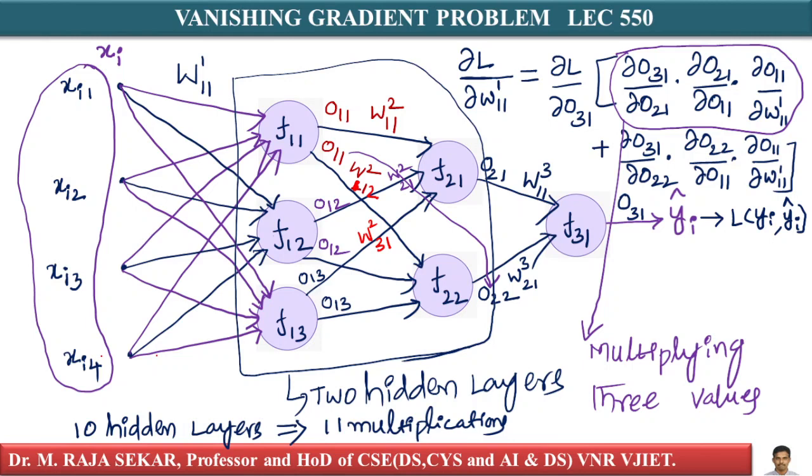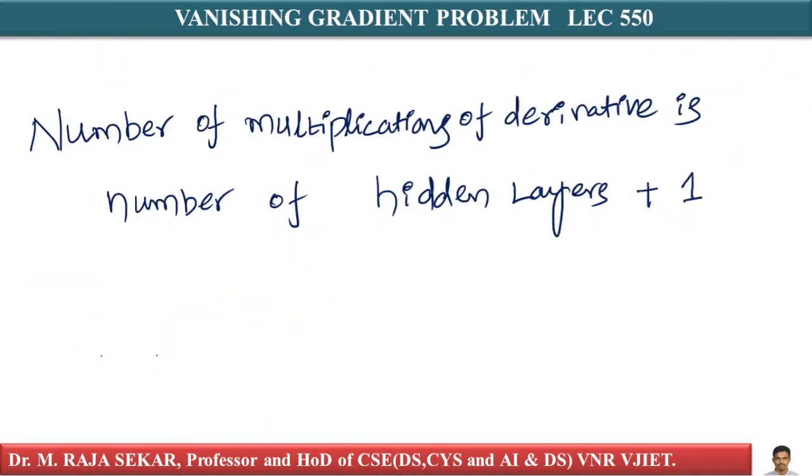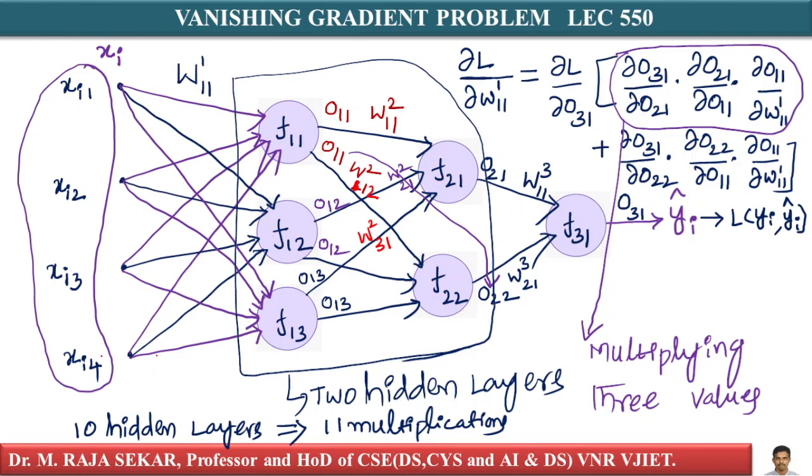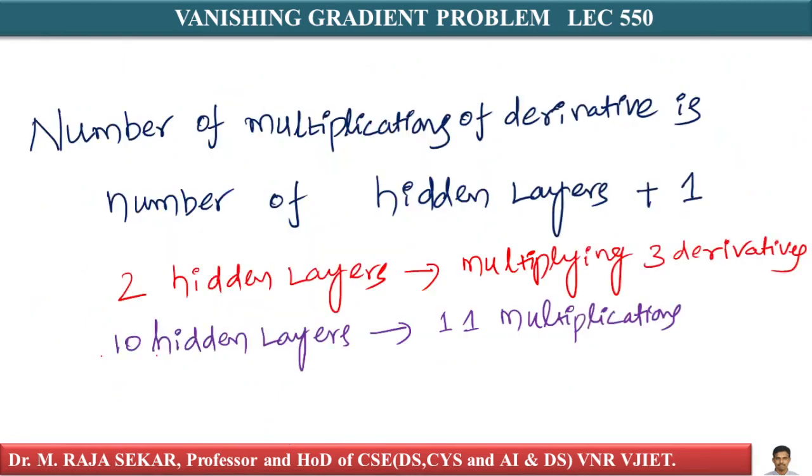Because I have two hidden layers, I am multiplying 3 values, isn't it? Imagine if I have 10 hidden layers, I would have 11 such multiplications, internal multiplications, I can say, isn't it? So the number of multiplications of derivatives is the number of hidden layers plus 1, isn't it?